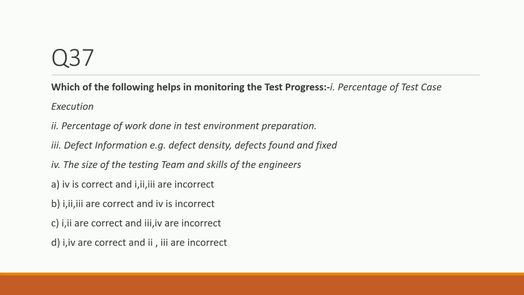Question 37 is which of the following helps in monitoring the test progress? Percentage of test case execution, percentage of work done in test environment preparation, defect information, size of testing team. The correct answer is B, where 1, 2, 3 are correct and 4 is incorrect.